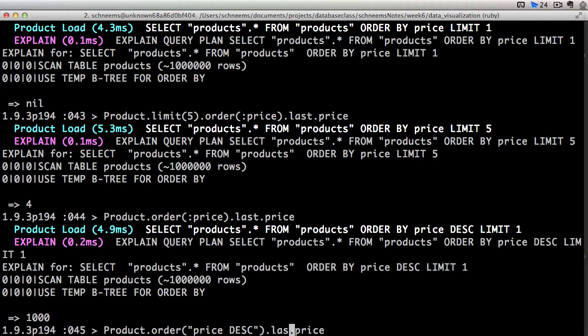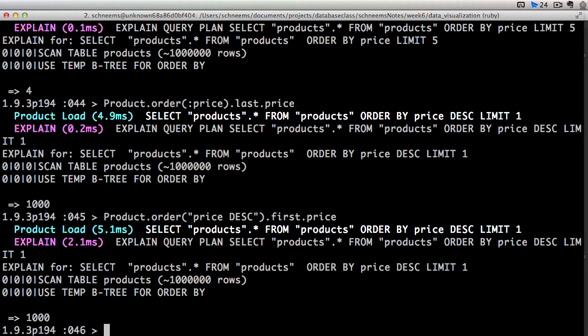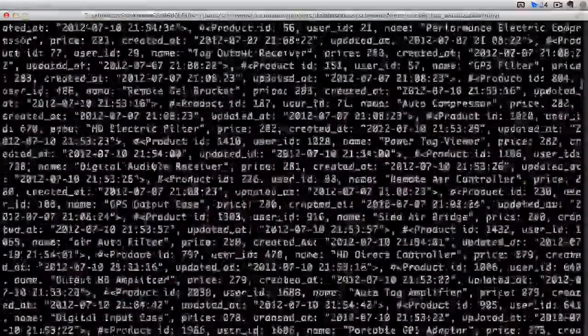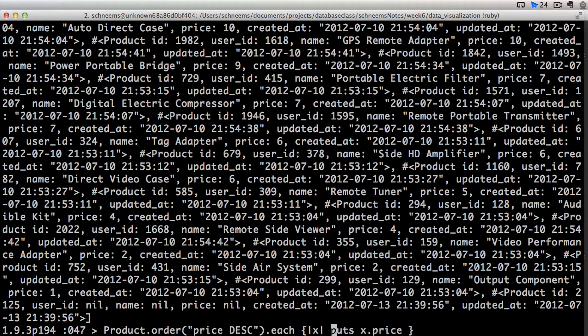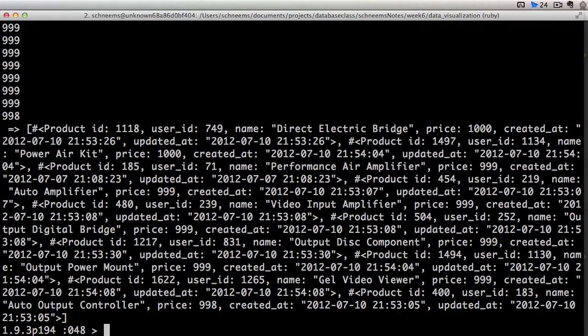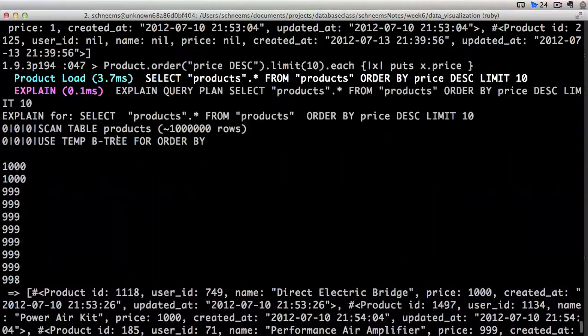And so if we grab the first element of price descending, it should be $1,000. So there we go. And if you want to get really fancy, we can even go ahead and output this. So we can do each, then puts x.price, and let's limit that. Limit 10. There we go, and we can see it starts at 1,000 and is gradually going down.